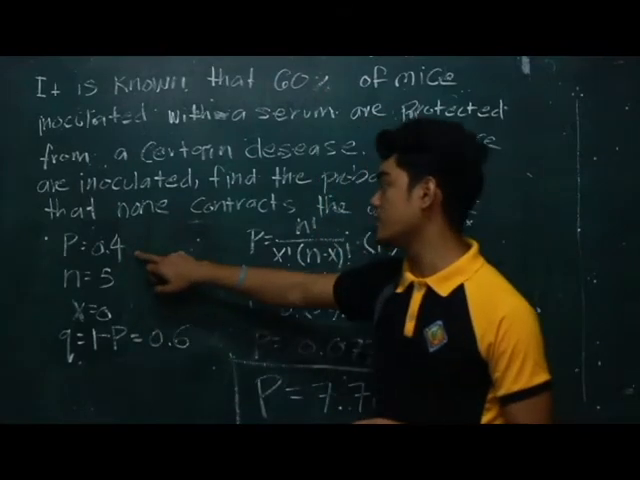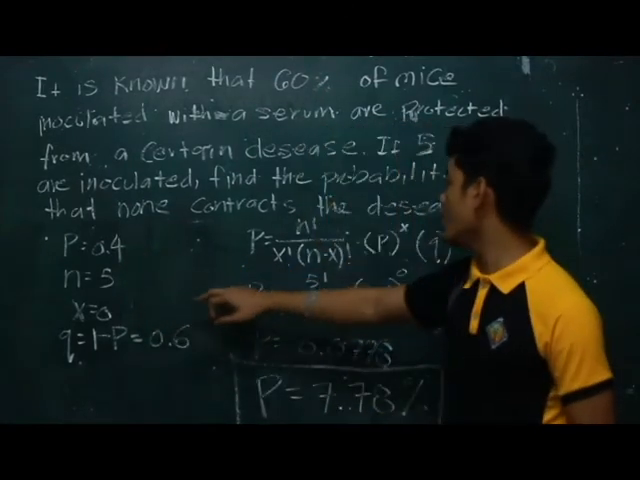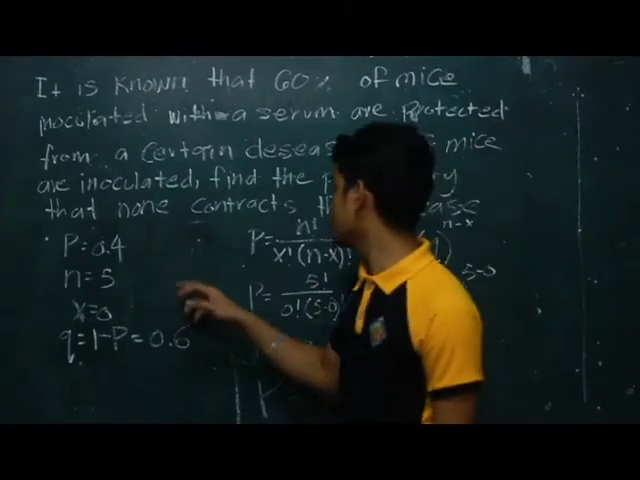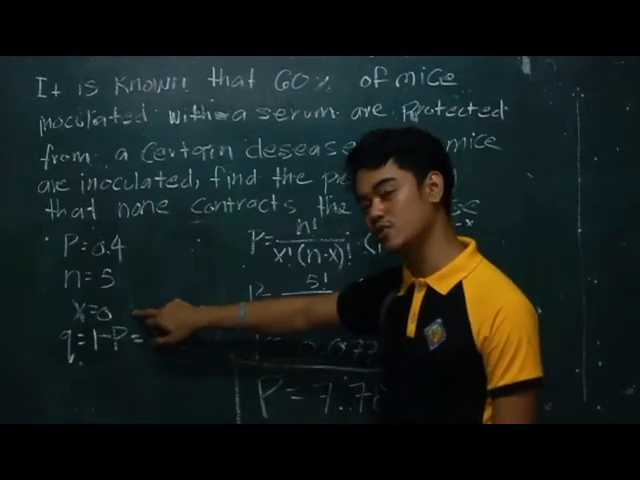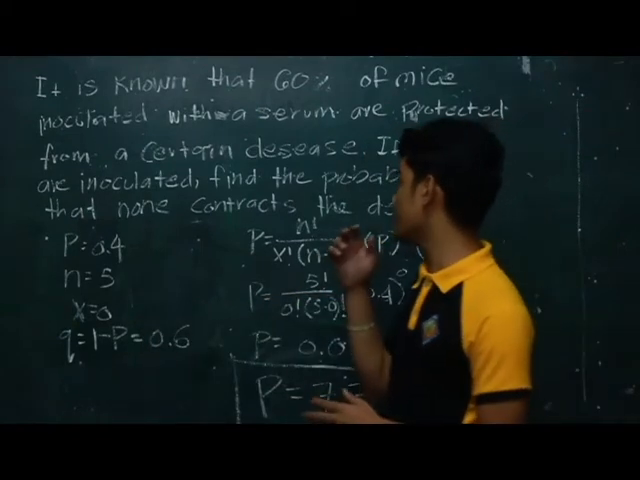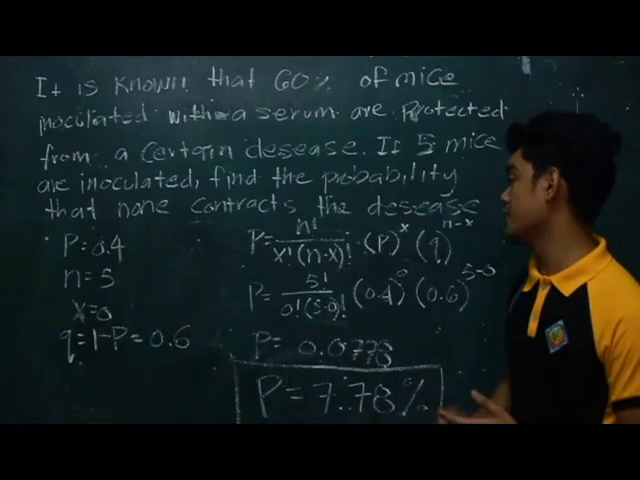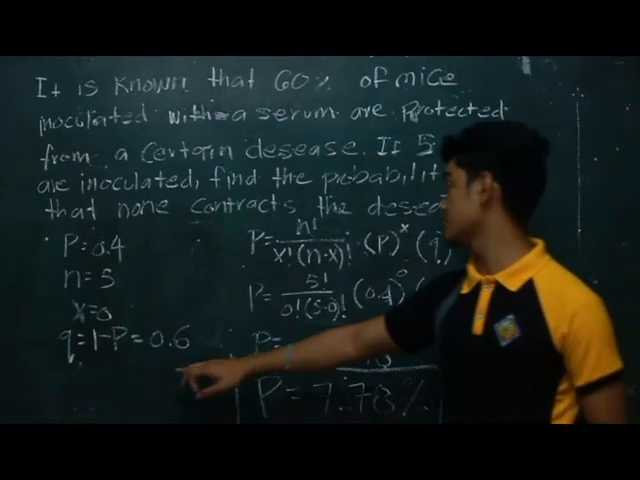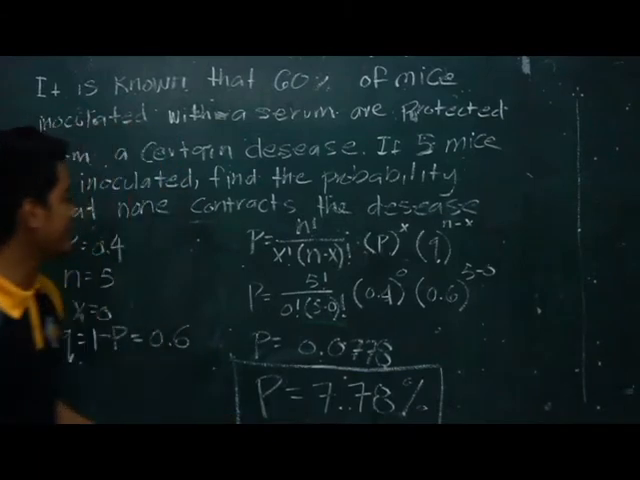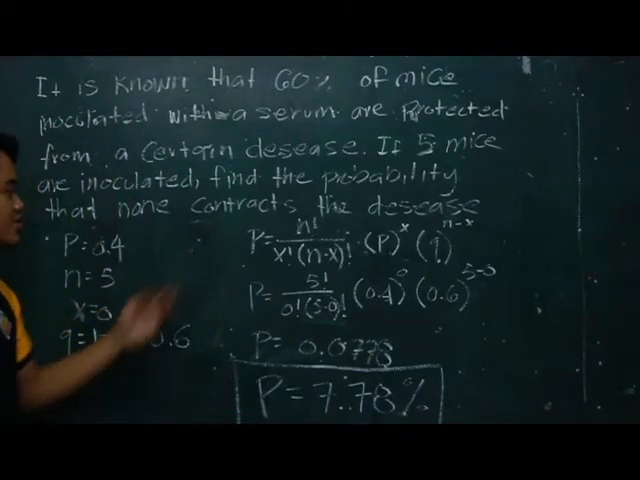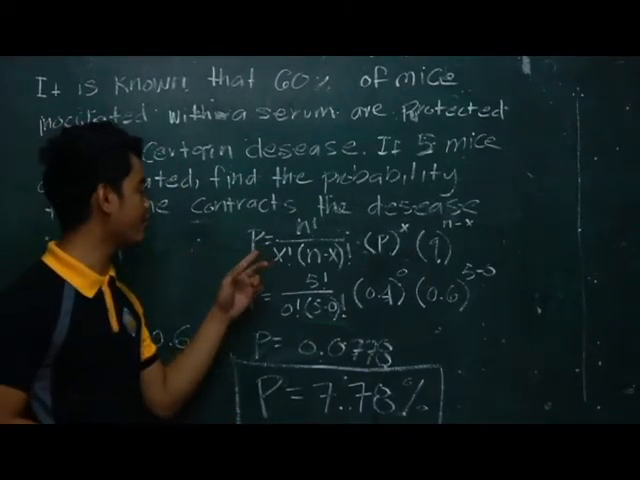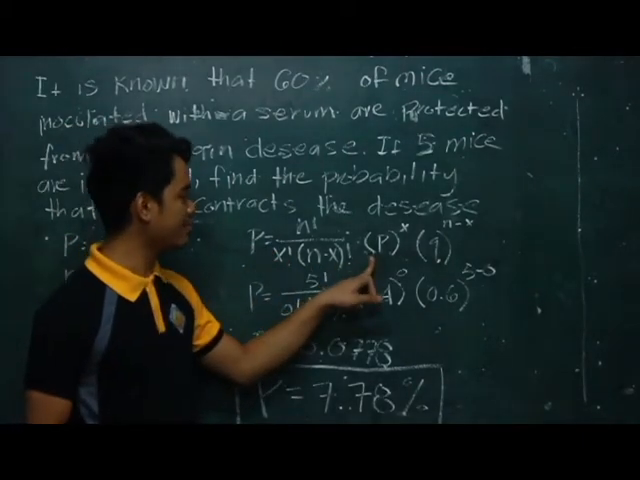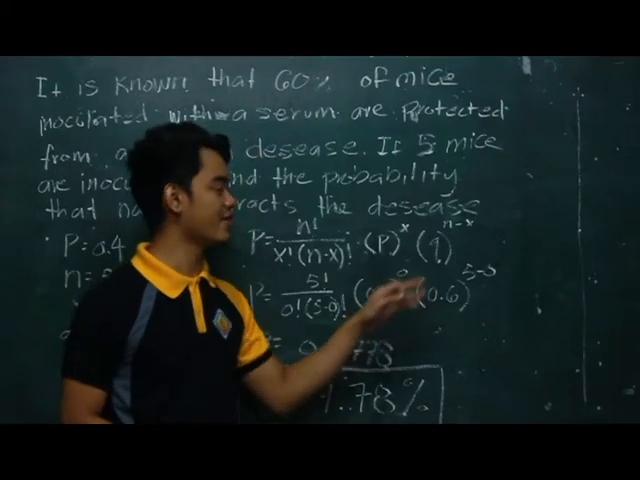We have now the probability equal to 0.4. Now n is equal to 5 because we have 5 mice. And x is 0 because we're looking for the mice that are not inoculated. And the Q is the percent of error, which is 0.6. So now we have this equation: n factorial over x factorial times n minus x factorial times p to the power of x times q to the power of n minus x.